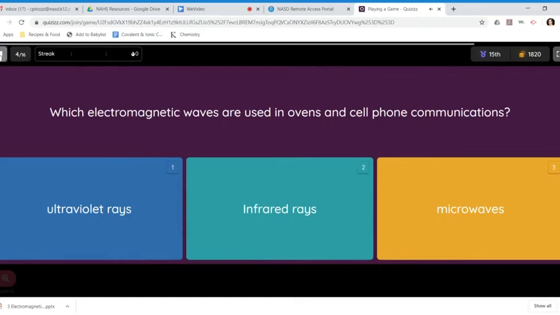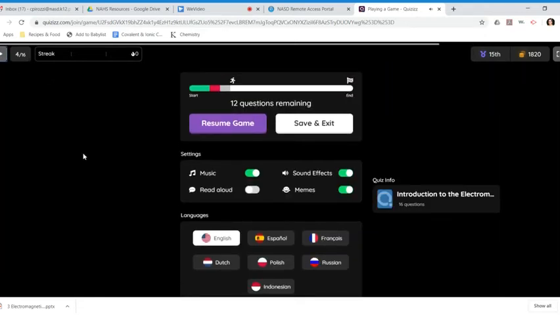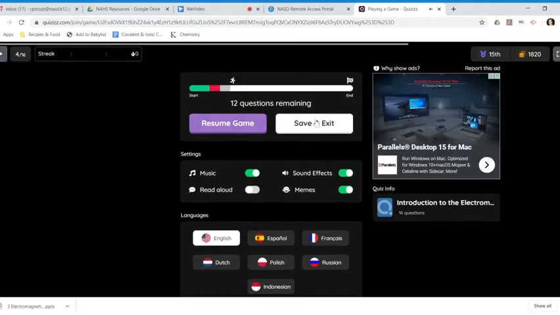If you have to stop at any time, you're going to hit pause. Okay, and you can resume the game right away if you just had to run to the bathroom and come back, or you can save and exit and play again another time. Also, the controls are here when you start, and anytime you can turn off the memes if they're annoying, sound effects, music. You can also turn on read aloud. Read aloud will read the question for you and then read each answer choice.